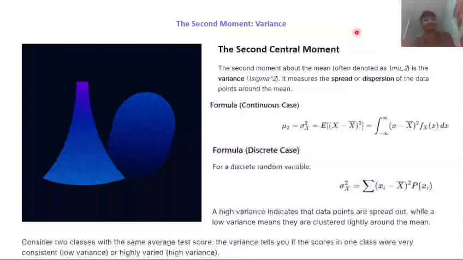It measures the spread or dispersion of the data points. For a continuous variable, mu 2 is equal to sigma x square, equal to E of (x minus x bar) whole square, which is equal to the integral from minus infinity to infinity of (x minus x bar) whole square times f x of x dx. For a discrete random variable, sigma x square is equal to the summation of (xi minus x bar) whole square times p of xi.